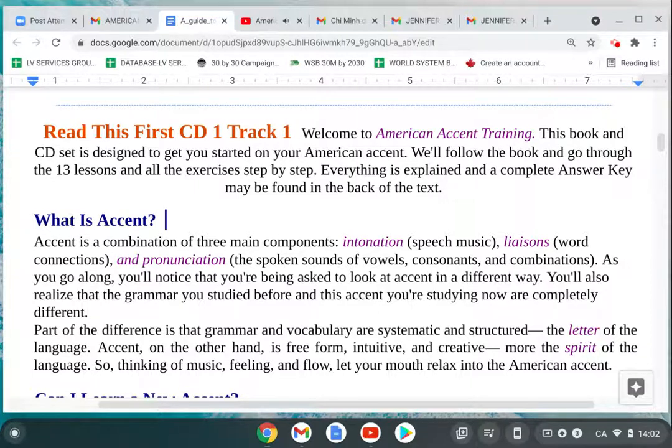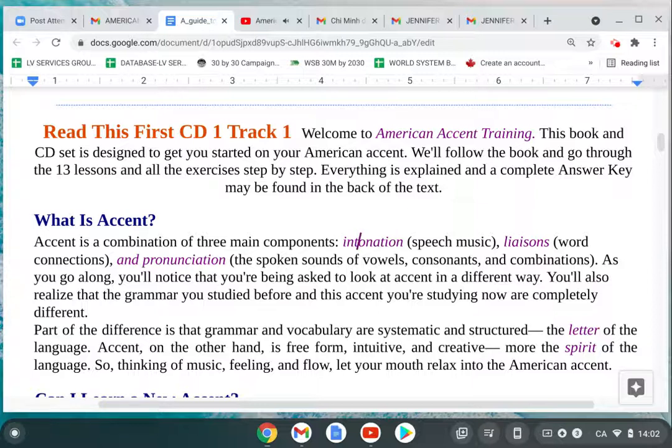What is accent? Accent is a combination of three main components: intonation, speech music; liaisons, word connections; and pronunciation, the spoken sounds of vowels, consonants, and combinations.